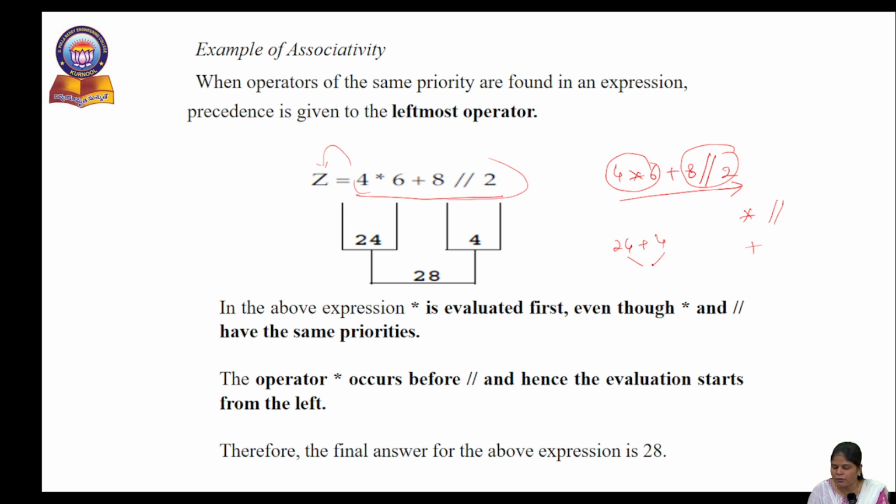So whenever we get this, now plus is the only operator we have, so the output will be 28. Now this value will be stored into z. So the rightmost value will be taken and assigned to z. Whenever we are going with the equal symbol, that means assignment, it follows right to left; otherwise it follows left to right associativity.